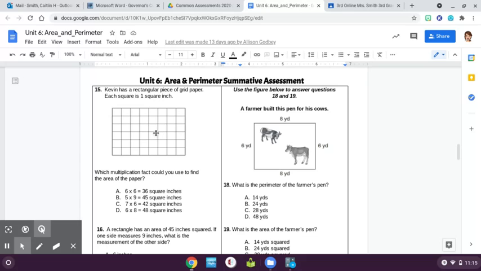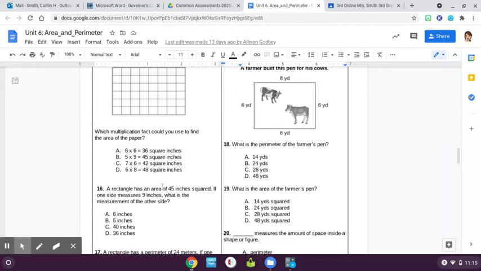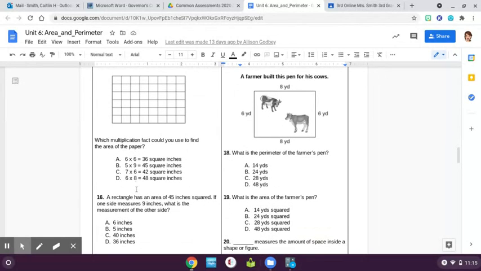Question 15. Kevin has a rectangular piece of grid paper. Each square is 1 square inch. Okay, so here's his piece of grid paper. Which multiplication fact could you use to find the area of the paper? So you're simply going to multiply the length times the width. Okay, if you're not sure what that multiplication problem is, you can count all of these squares. But it should give you the answer down here.